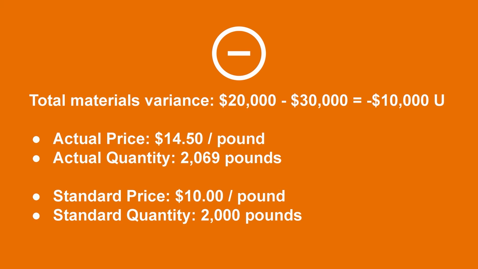Here we can see the actual price was $14.50 per pound of material. The actual quantity was 2,069 pounds of material used. If we look at the budgeted information, the standard price was $10 per pound, and the standard quantity was 2,000 pounds. Let's calculate the price variance first.